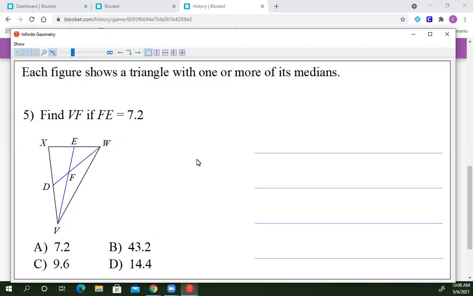VF is FE. Okay, FE is 7.2. And they want VF. So they gave me the little, I just need the big. So I'm just going to double it. 7.2, if I double it, 14.4.